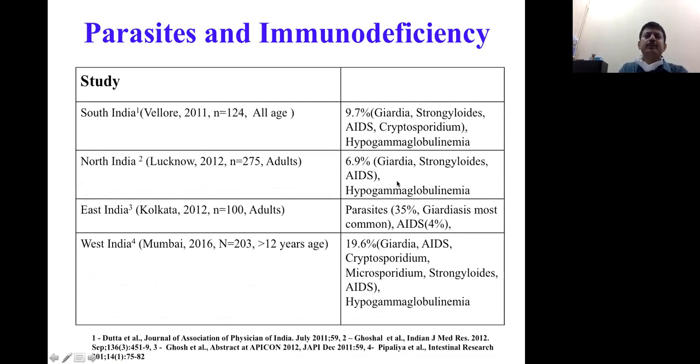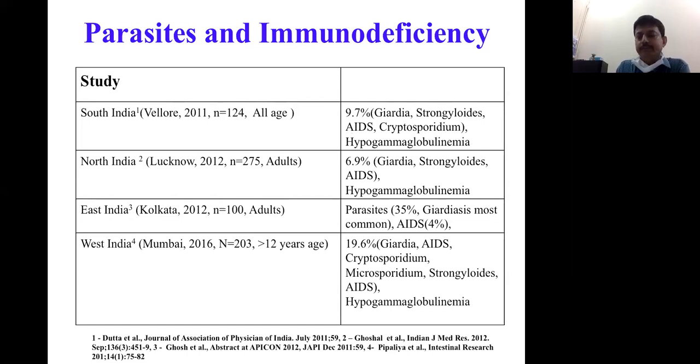So here you have to treat the parasitic infection, as well as if the patient has an associated immune deficiency like hypogammaglobulinemia or HIV, that also has to be treated. So treat the specific parasitic infection and treat any immunodeficiency condition if the patient has one.